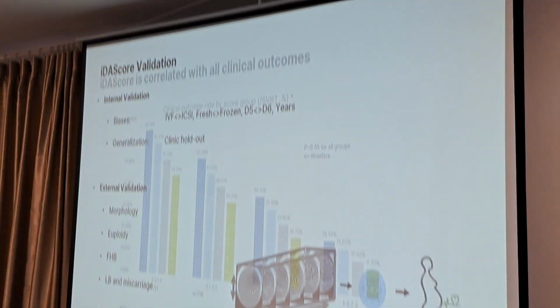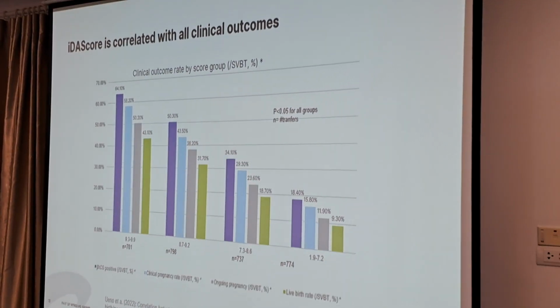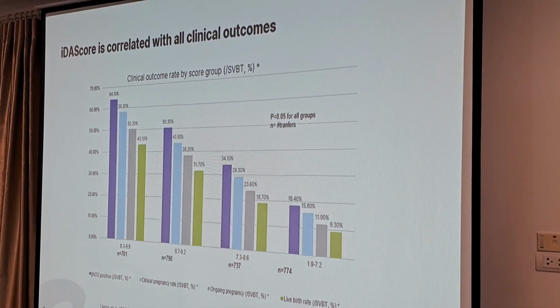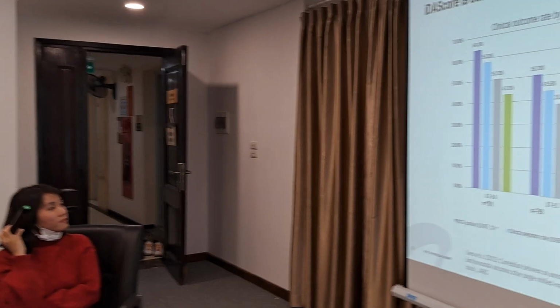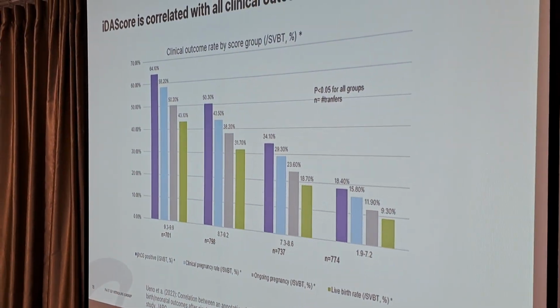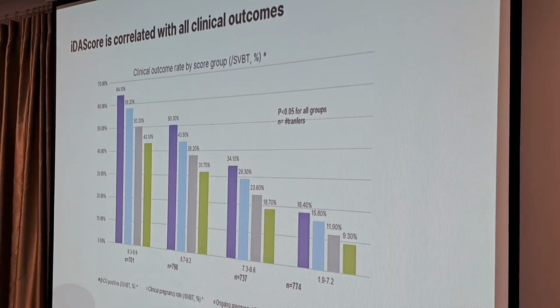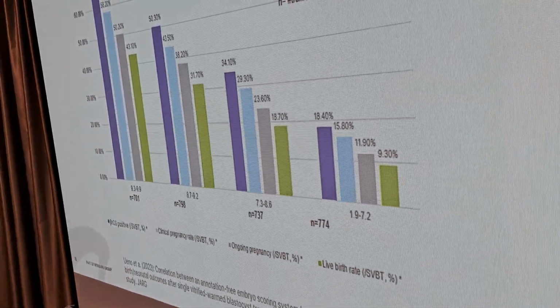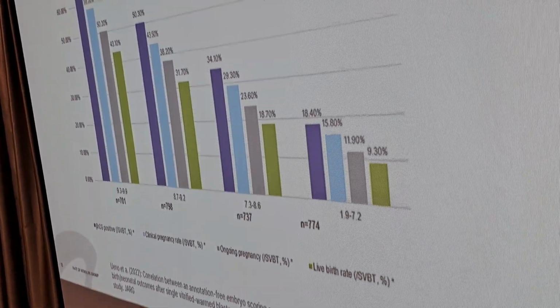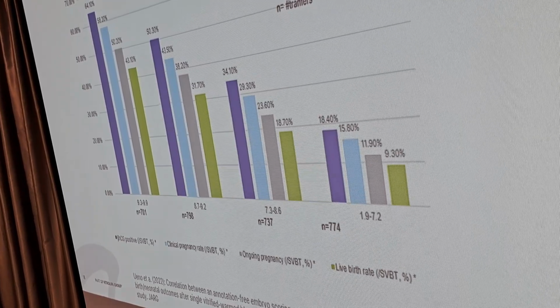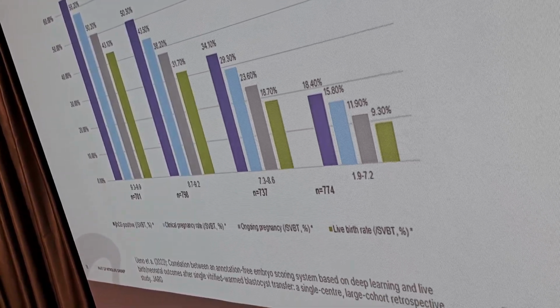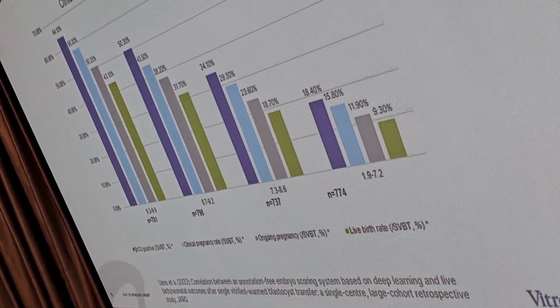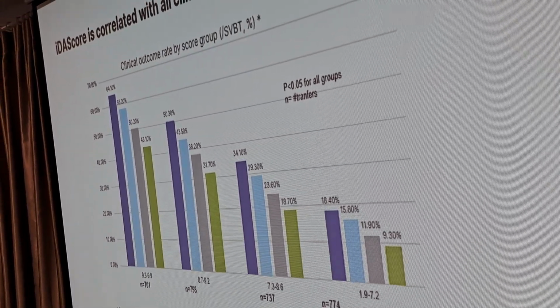So in the next few slides, I want to show you, as part of our validation, how the correlation with iDAScore is with these parameters. The first one here is looking at clinical outcomes. And you can see at the bottom, as the iDAScore drops, also your likelihood for positive pregnancy, clinical pregnancy, ongoing pregnancy, and live birth rate decreases.